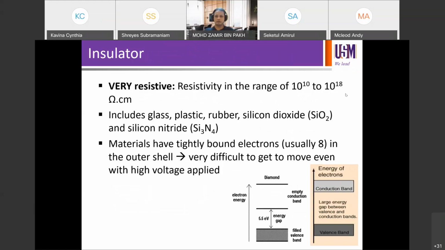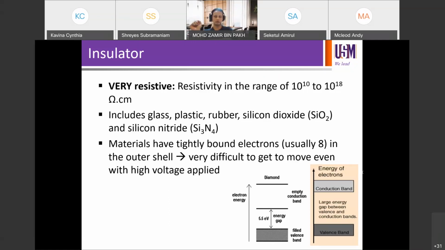Okay, this is for insulator. So an insulator is very resistive in nature. The resistivity lies in the range of 10 to the 10 to 10 to the 18 ohm cm. You have seen examples just now, like glass, plastic, rubber, silicon dioxide, silicon nitride, silicon carbide, and we have a lot of other materials which fall into the insulator category, right? They don't conduct electricity unless you can actually push them to conduct, but they don't conduct naturally.